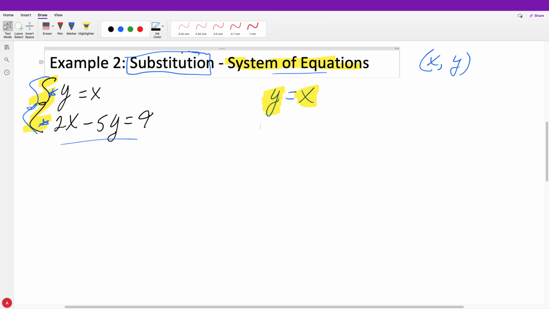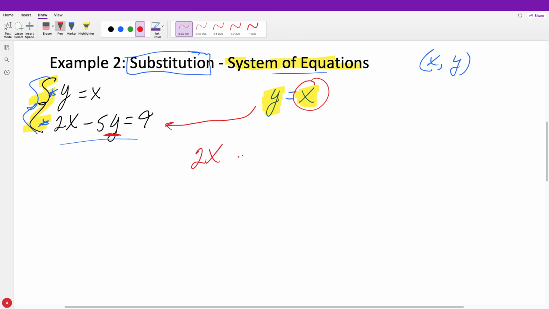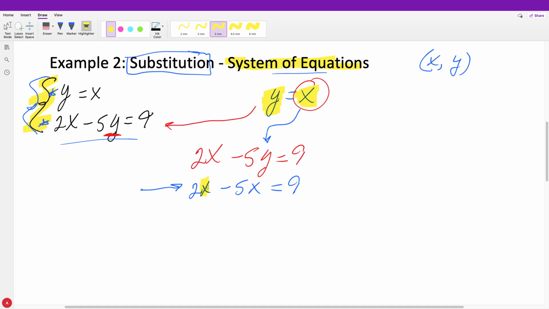So once we see that two things are equal, we then look at the other equation that we have, and we're going to substitute in for the variable. So y is equal to x. That means everywhere I see a y, I'm going to replace it with an x. So instead of this saying 2x minus 5y is equal to 9, I'm going to substitute x in for y. And now I get 2x minus 5x is equal to 9. So you see, through substitution, I'm combining my two equations to get just one. And within this one equation, I now only have one variable, or one unknown.